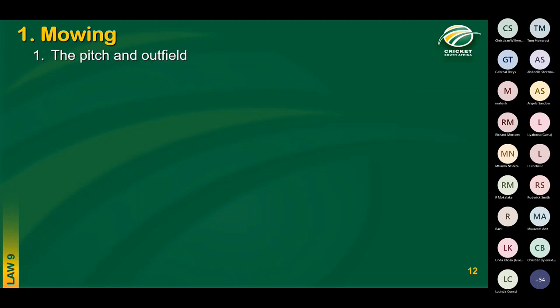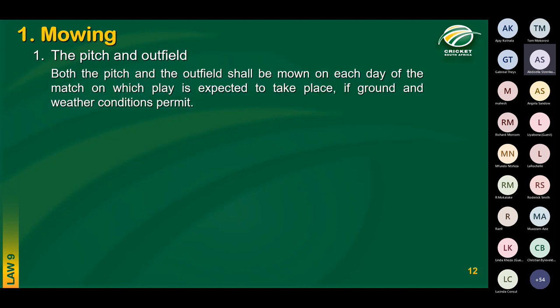Mowing. So the law tells us that the pits and the outfield need to be mowed. And when we speak about mowing, the law refers to multi-day cricket, for example, test match cricket, where there is more than one innings in the match. Test match cricket, for example, spans over 5 days. So the law tells us that because the match spans over 5 days, the pitch and the outfield need to be mowed.